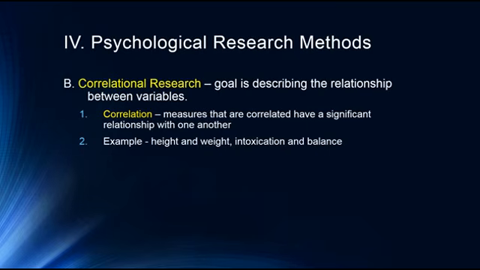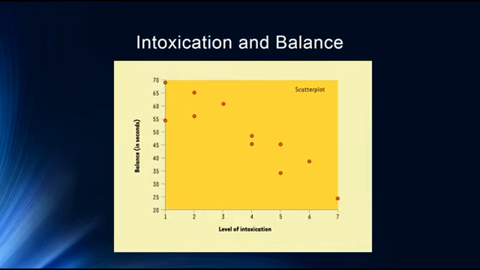So a correlation is simply one in which we mathematically determine whether or not measures are related to one another. So measures that are correlated have a significant relationship with one another. So we'll take a look at a couple of examples like height and weight, intoxication and balance that are correlated with one another. While they aren't perfectly predictable, and that is, not everyone who's 5'8" has the same weight, and 2 drinks isn't going to affect balance the same way in 2 different people. But they are correlated with one another.